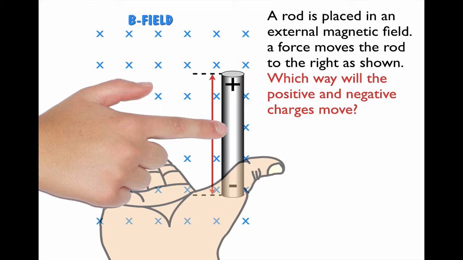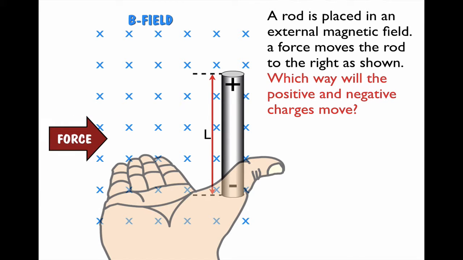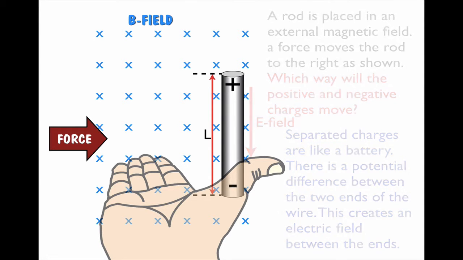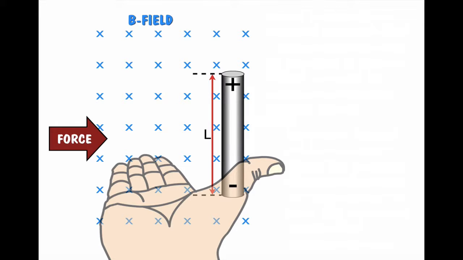Okay, so now I've got separated charges. What next? Well, anytime you get separated charges, you get an electric field. So when I look at this, it's basically a battery, and I've got an electric field going from positive to negative through the surface of the wire. And I know it's through the surface because we know that electric fields don't exist inside of conductors, and this is a wire. So I've got an E field, and that's equal to the magnetic component of the Lorentz force.